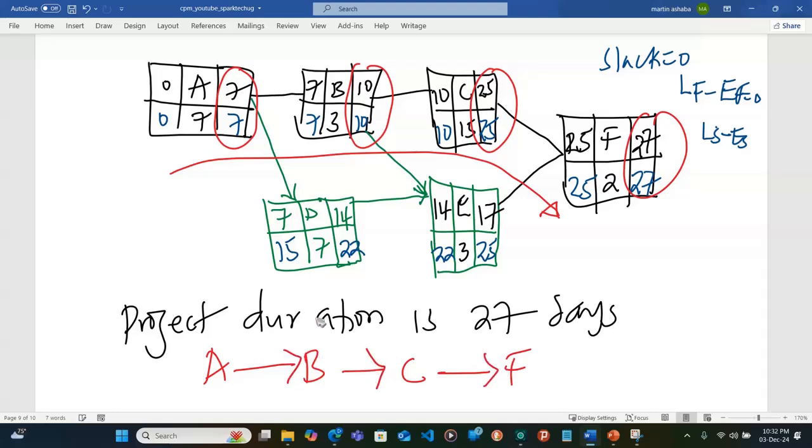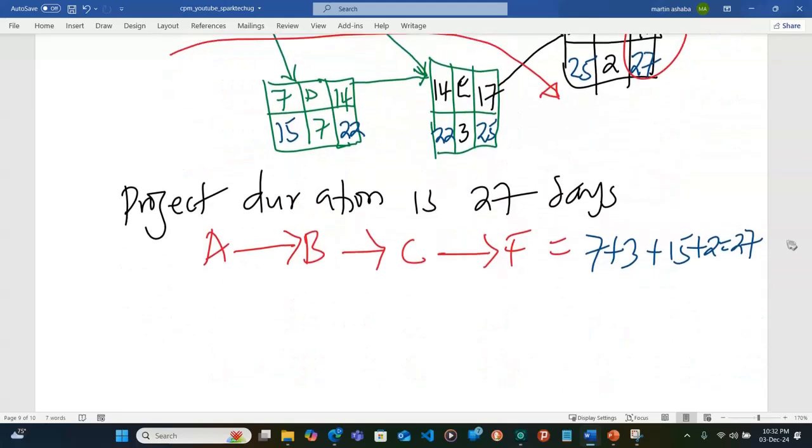So add the times for A, B, C, F, and we get 27. The number of days is going to be 7 plus 3 here, plus 15, and plus 2. So this is 27 days.